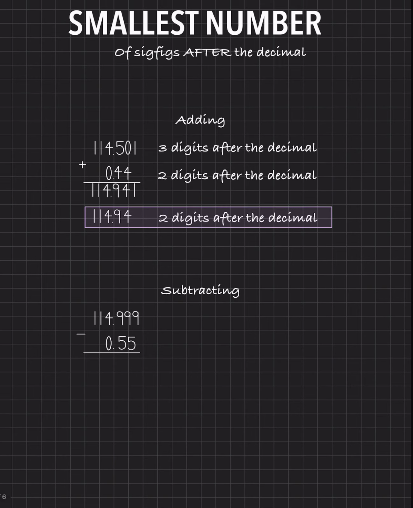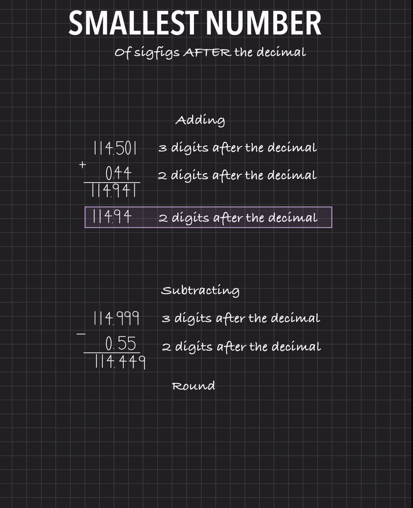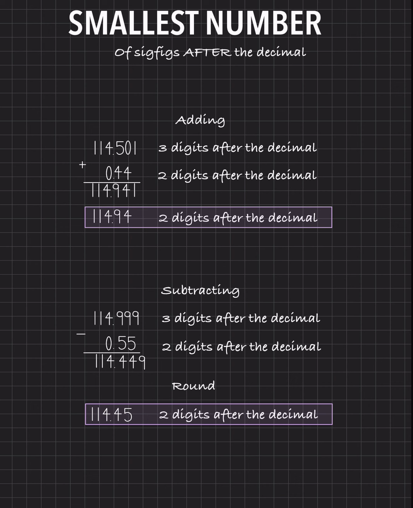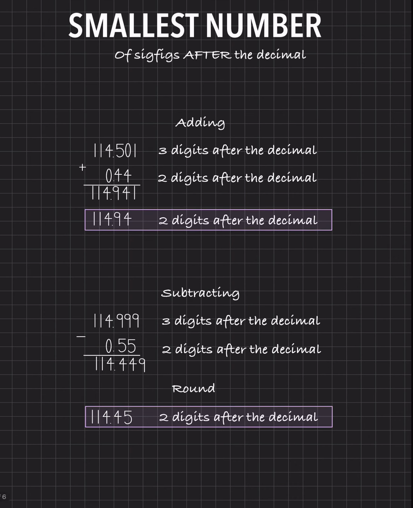Okay. Now, let's say for the subtraction, what do I do? Well, again, I would look at how many digits after the decimal. In this case, I have 3. In this case, I have 2. So again, when I do my answer, just trust me with the math. It would be 114.449. Again, I would need to round. It would be 0.45 because it's going to be 2 digits after the decimal. So I'm going to say that really slow.